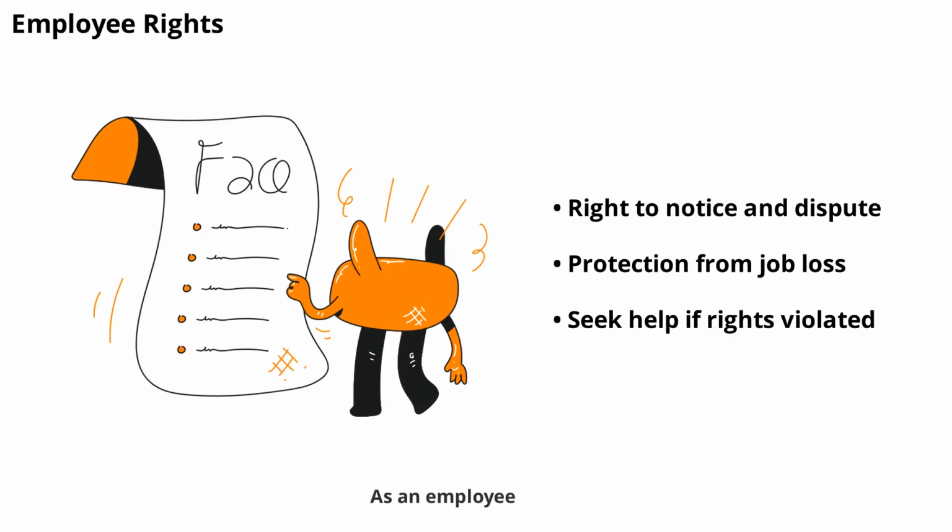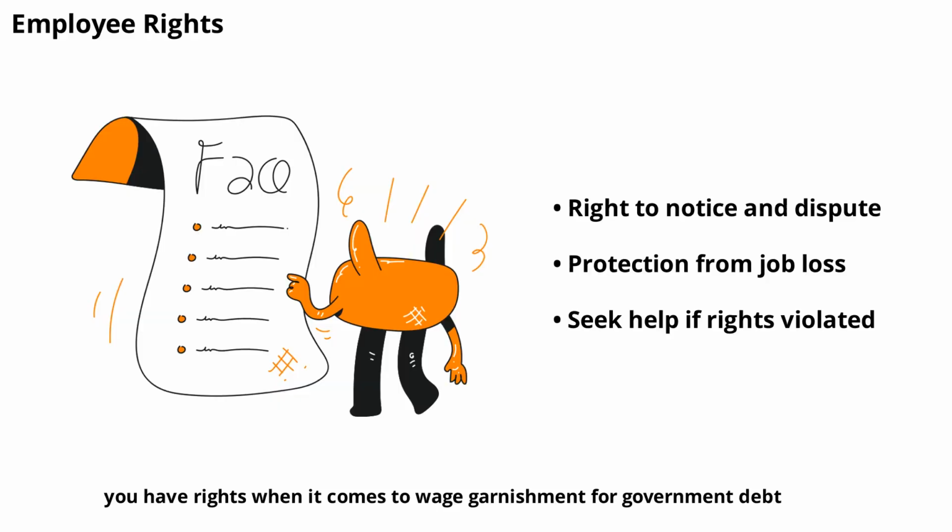As an employee, you have rights when it comes to wage garnishment for government debt. You must receive notice before garnishment begins, and you have the right to dispute the debt or request a hearing. Federal law also protects you from being fired solely because of one garnishment. If you believe your rights are being violated, contact the agency or seek legal help.